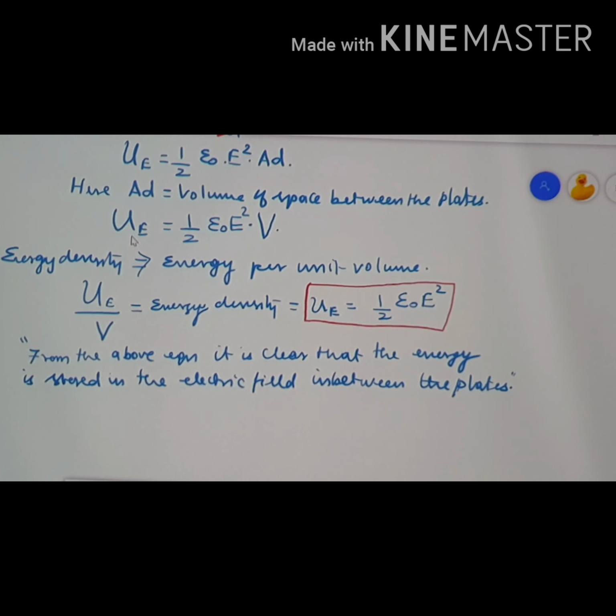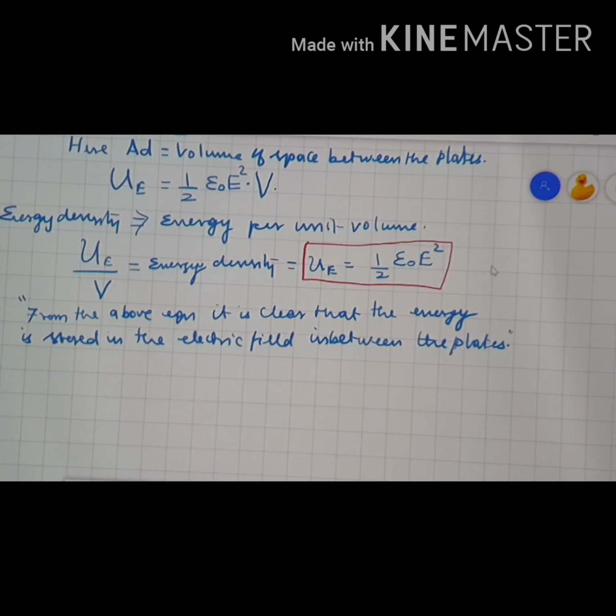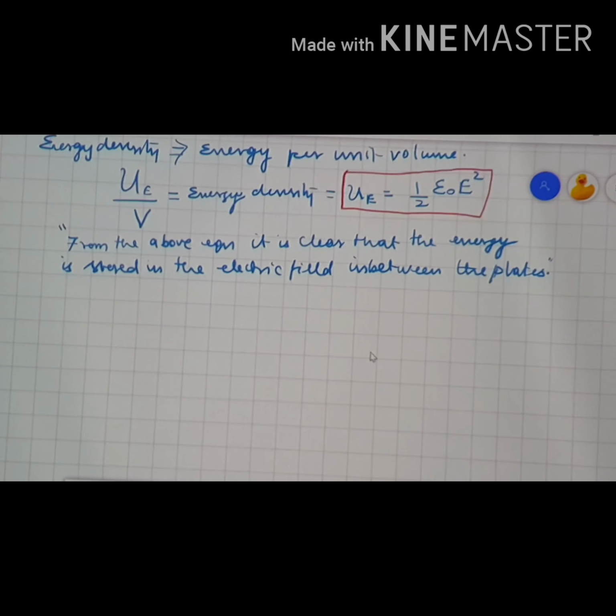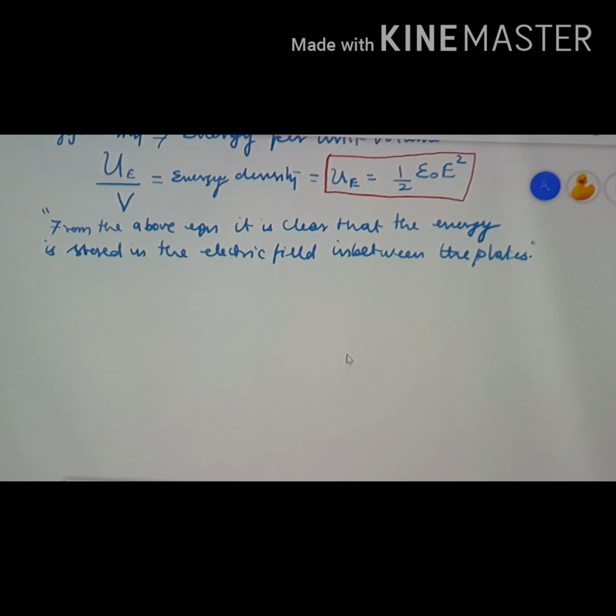Now total potential energy per unit volume is energy density, and that energy density is given by the formula half into epsilon 0 into E square, from which it is very clear that the energy is stored in the electric field that exists in between the two plates of the capacitor.